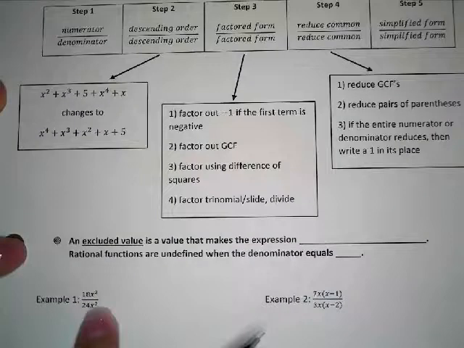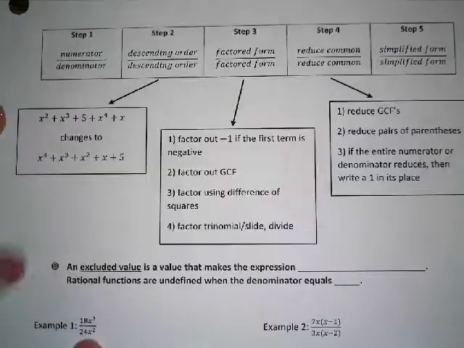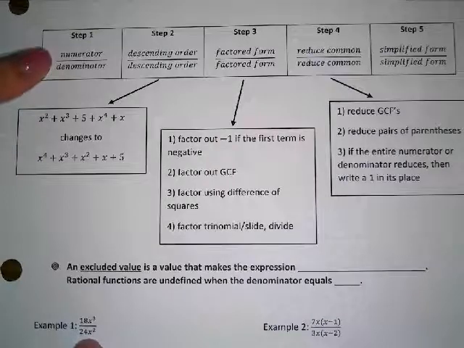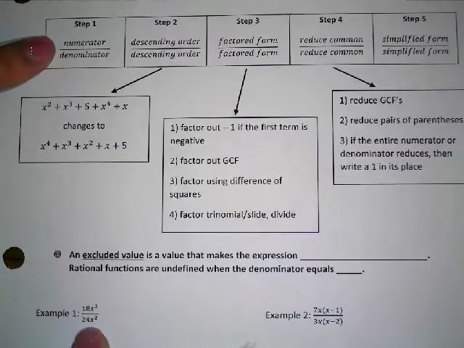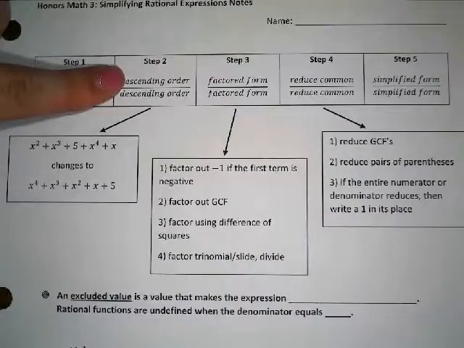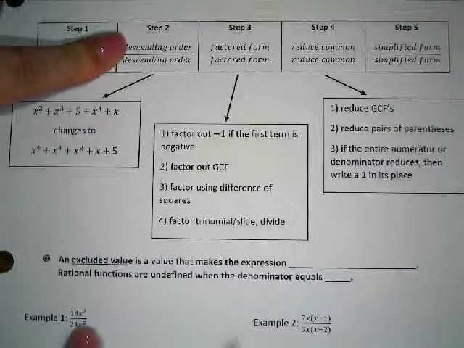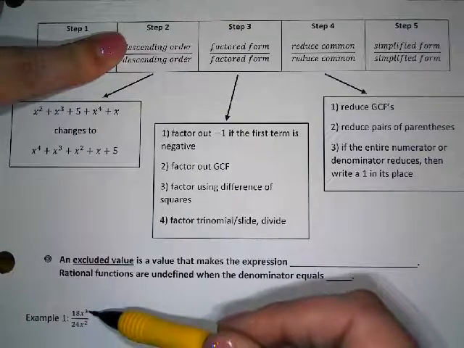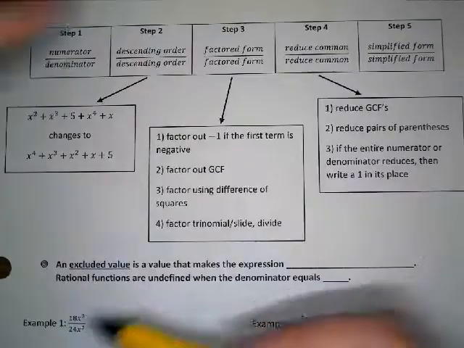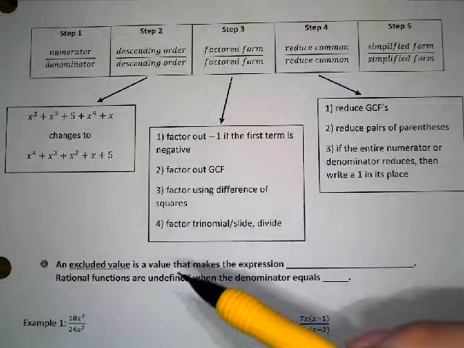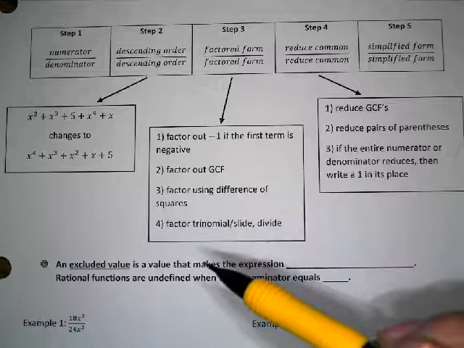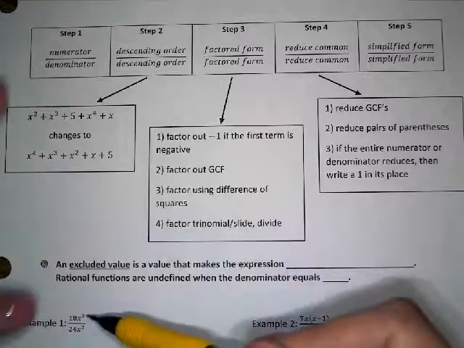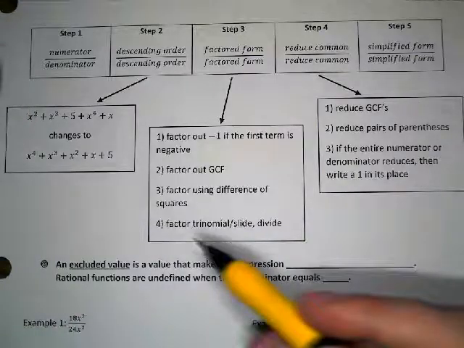So, for example 1, the first step we need to make sure is that the problem is written as numerator over denominator, so it has to be written as a fraction, which with number 1 it already is. Descending order doesn't happen with something like this. This is one term over one term. It's a monomial over a monomial. So we've seen trinomials where they've got 3 terms. We've seen binomials where they have 2 terms. So this one's easy because it's just one term over one term.